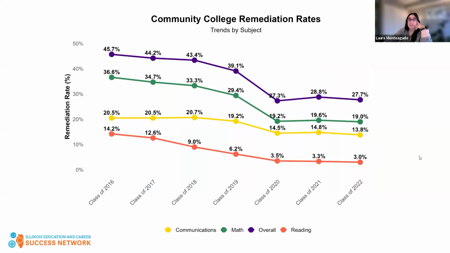This next one is community college remediation rates. I can't see the key again. I feel like the key would be helpful here. Hold on, let me see if I can move this without. Write it out in the chat too. We've got yellow communications, math is green, purple is overall, and orange is reading.